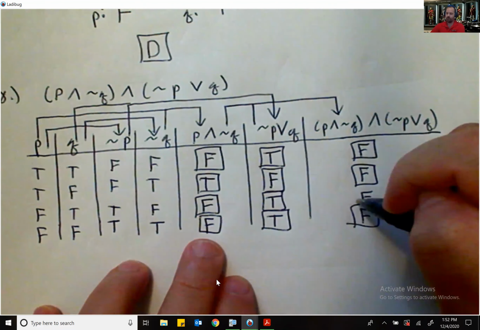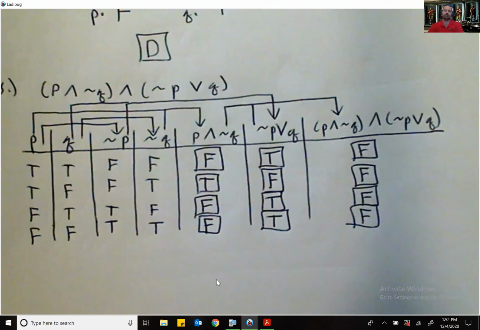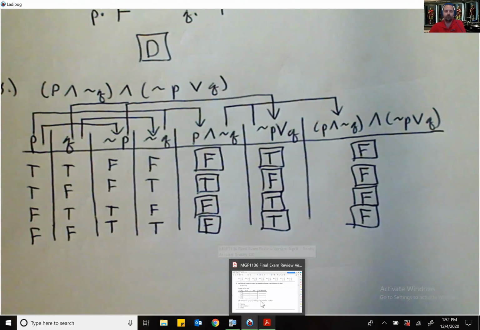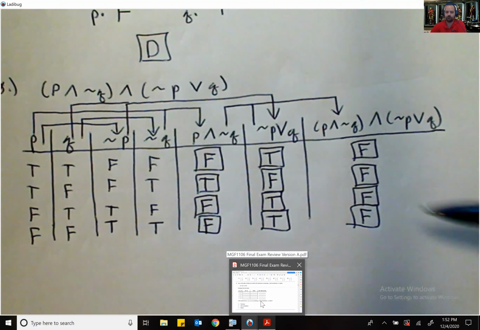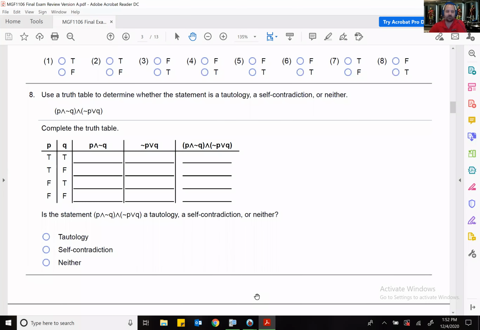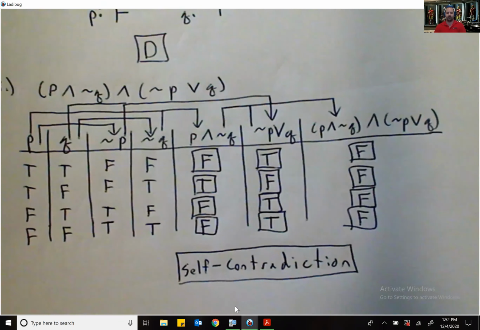There we go. Now there is one more follow-up question to this. It wants to know, based off of our final answers here, is it a tautology, self-contradiction, or neither? It is a self-contradiction. Remember, tautology means that it is all true, and that certainly didn't happen. Everything was all false, which is what a self-contradiction is. Self-contradiction means that all answers were false. You're lying no matter what in the end. All right, so there we go.